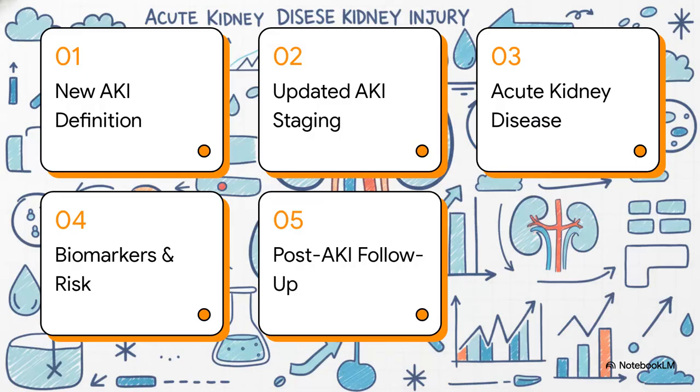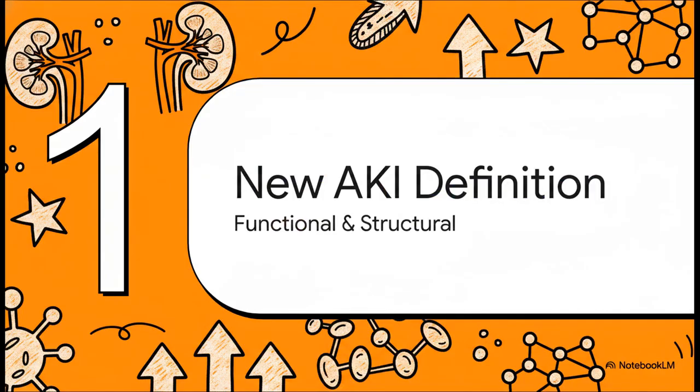So here's our clinical roadmap for today's explainer. First, the new AKI definition. Second, updated AKI severity staging. Third, defining acute kidney disease. Fourth, biomarkers and risk stratification. And finally, post-AKI follow-up care. Let's get to it. Section 1.